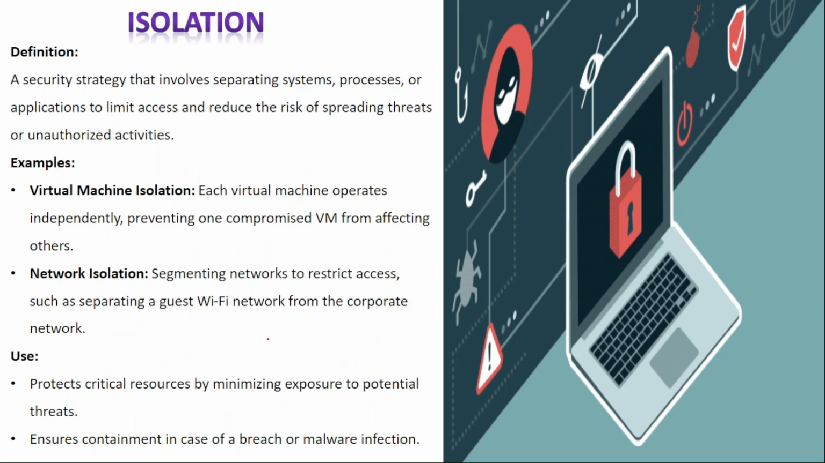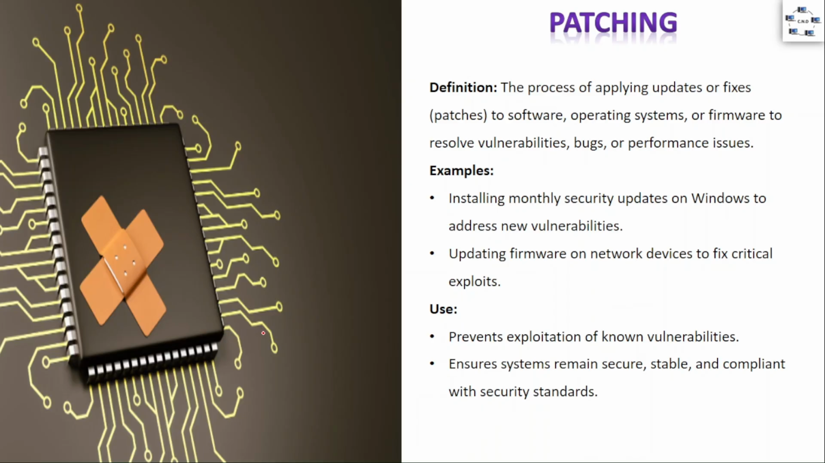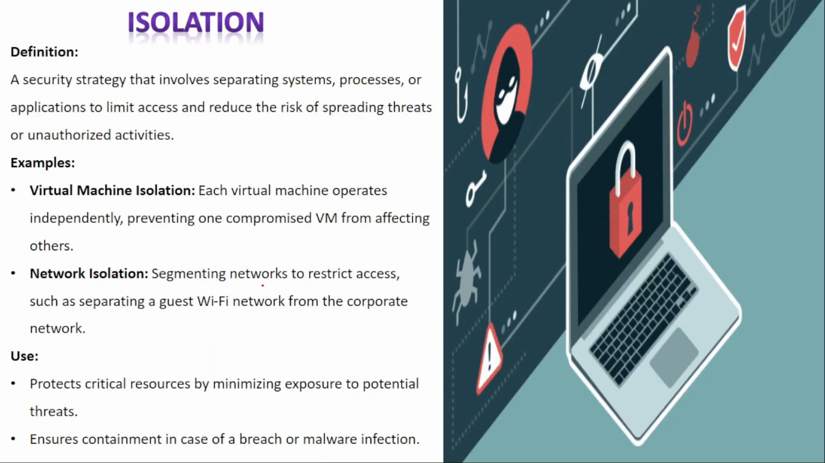So the next mitigation is isolation. So what is isolation? It is a security strategy that involves separating systems, processes, or applications to limit access and reduce the risk of spreading threats or unauthorized activities. Examples include virtual machine isolation. Each virtual machine operates independently, preventing one compromised virtual machine from affecting others.